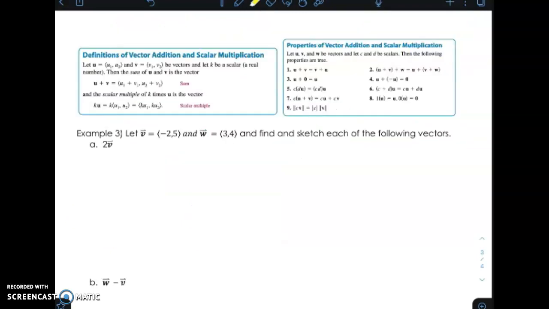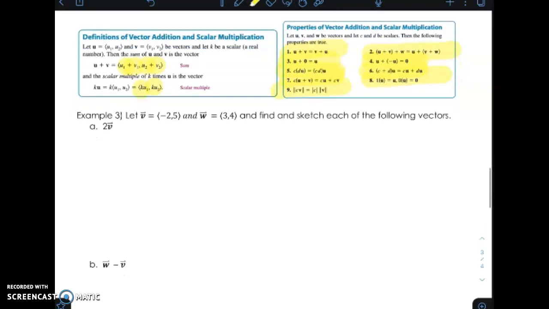You've got some properties up here. If you're adding vectors, you just add their components, the components of u and v together. If you're multiplying by a scalar, you multiply each component by that scalar. And then you've got some different rules here for operations with scalars, with addition and multiplication. So with vectors and scalars.